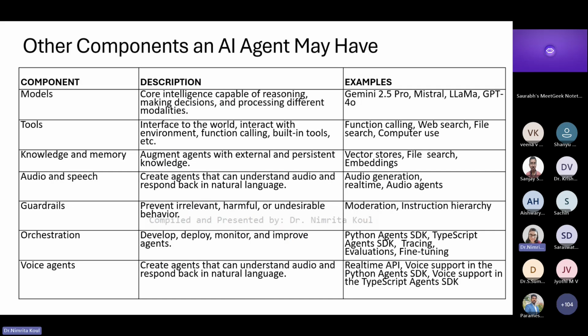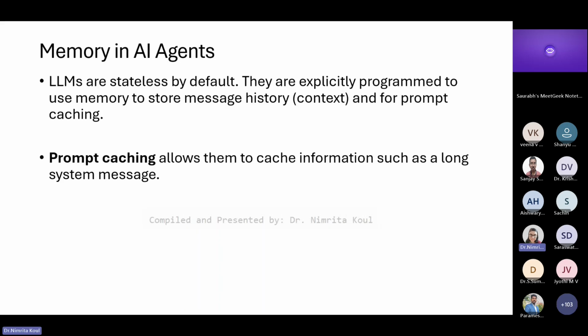In addition to these absolutely important components, sometimes there may be guardrails. I mean, often there are guardrails also. Guardrails are a part of system prompt which prevent your agent from behaving in a harmful manner or in an undesired manner. Similarly, there are sometimes voice agents, they have voice specific capabilities. There are audio and speech agents, they have that specific capability, and so on.